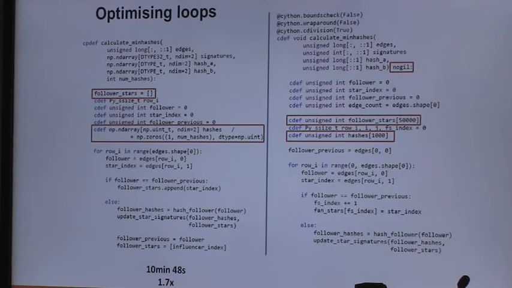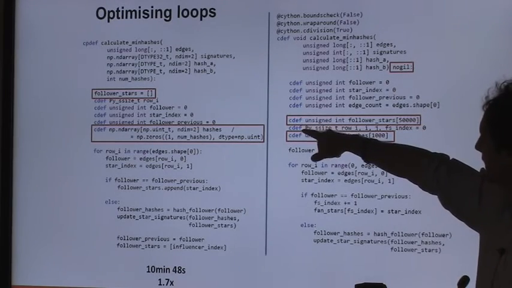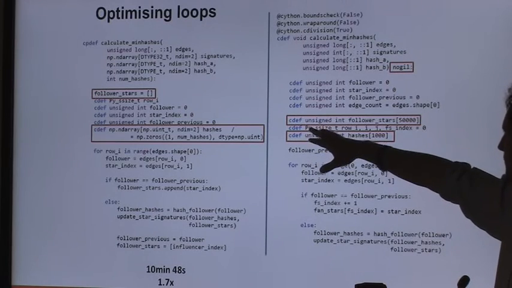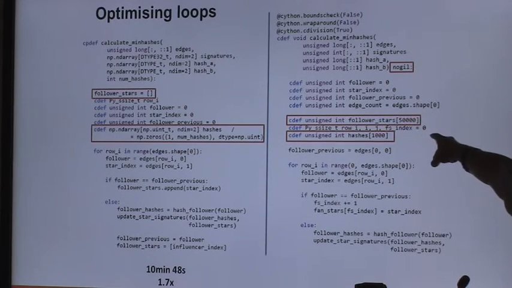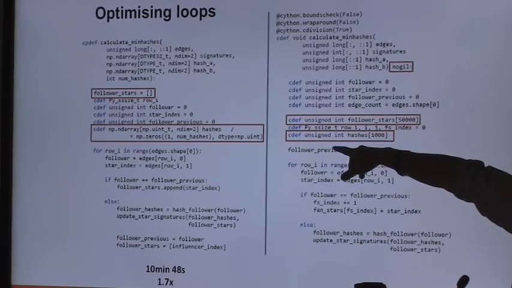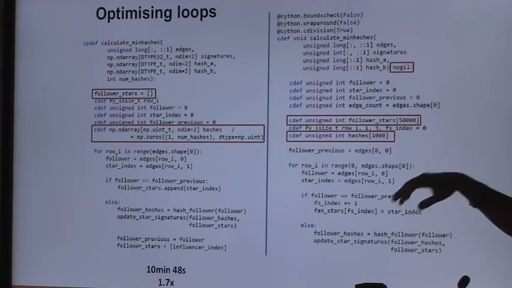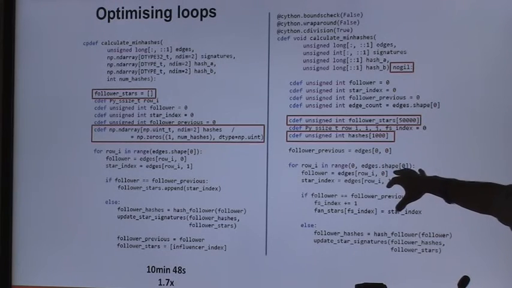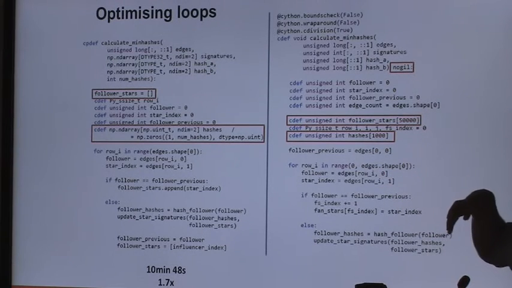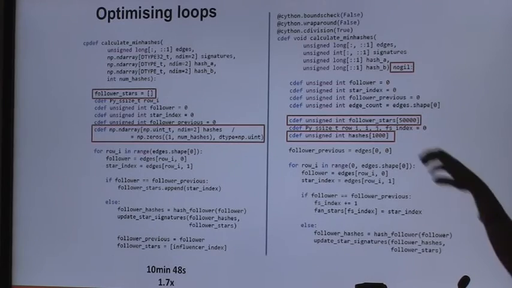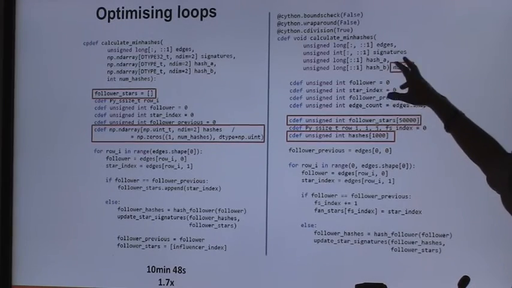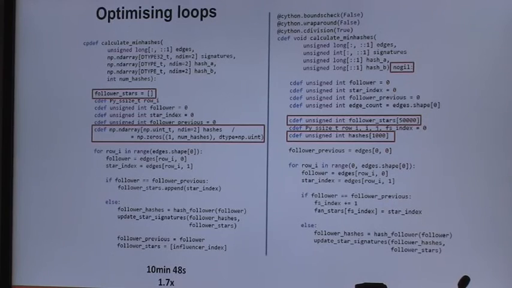So the two things that I've removed here: you can see I've got this list on the left hand side called follower stars, and instead of using a list, I've used a fixed length C array. I've also got this Numpy array which I'm declaring, and I've just created a C array instead as well. Because I've taken out all the Python code that's going to be calling back to the Python virtual machine, you can actually release the GIL here, which is really useful in some situations, although in this situation it wasn't that useful for us.